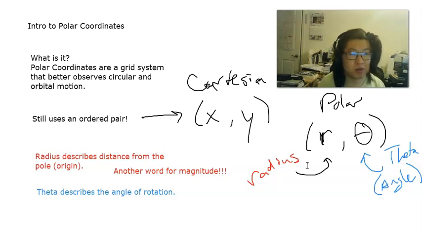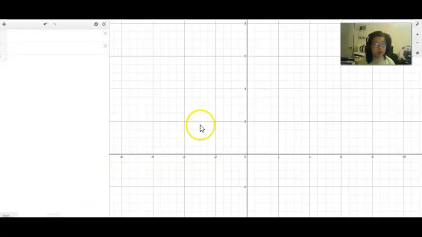All right, let's pop over to Desmos to actually look at this and also describe some points that I'm going to give to you. So I'm here on Desmos. This is the classic Desmos you load up anytime you look it up.